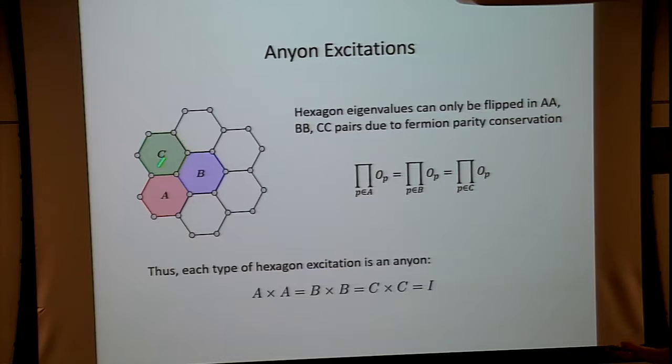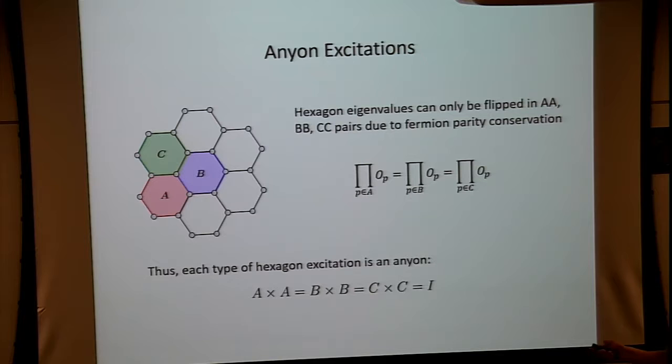We see that the reason we choose this coloring is that if I take hexagons of all the red color, and take the product of these hexagon operators associated with red hexagons, we will cover all the lattice sites. So in other words, the product of hexagon operators on all red hexagons is equal to the product of all Majorana fermions in the entire system.